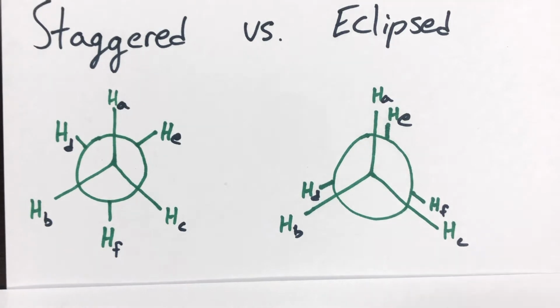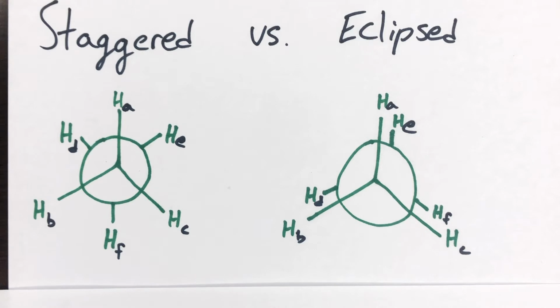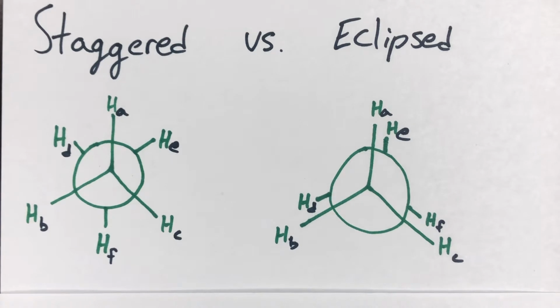But the point is, staggered is more stable than eclipsed, and a 60-degree rotation in either direction about that bond that you're looking down would interconvert between a staggered and eclipsed conformation. In other words, you will go from an energy minimum at the staggered structure to the energy maximum of the eclipsed by a 60-degree rotation about the carbon-carbon bond that you're looking down.